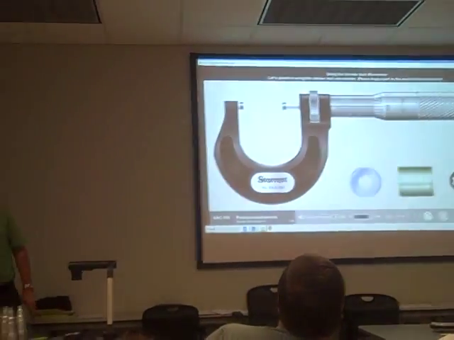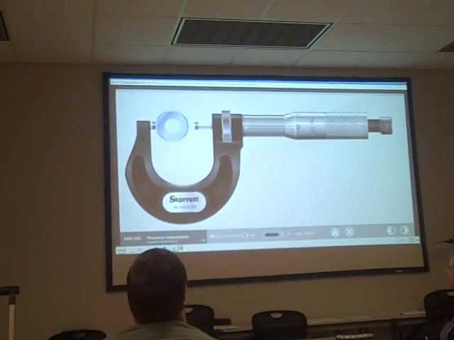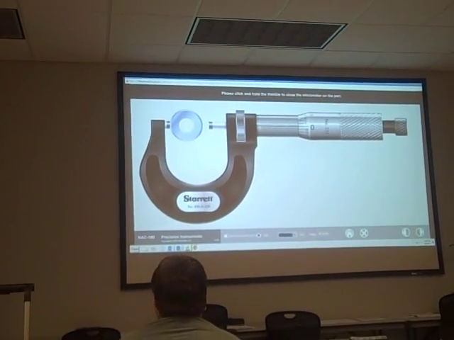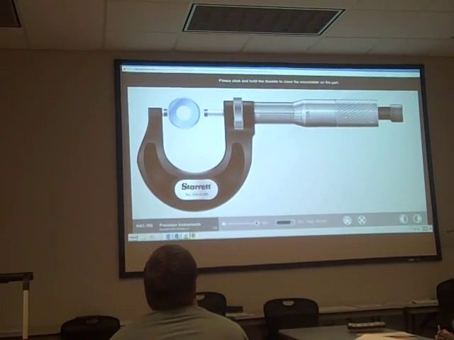exercise tool. And it will help you demonstrate how to use the tool. Simply drag it up there. Please click and hold the thimble to close the micrometer on. And we will close the thimble.